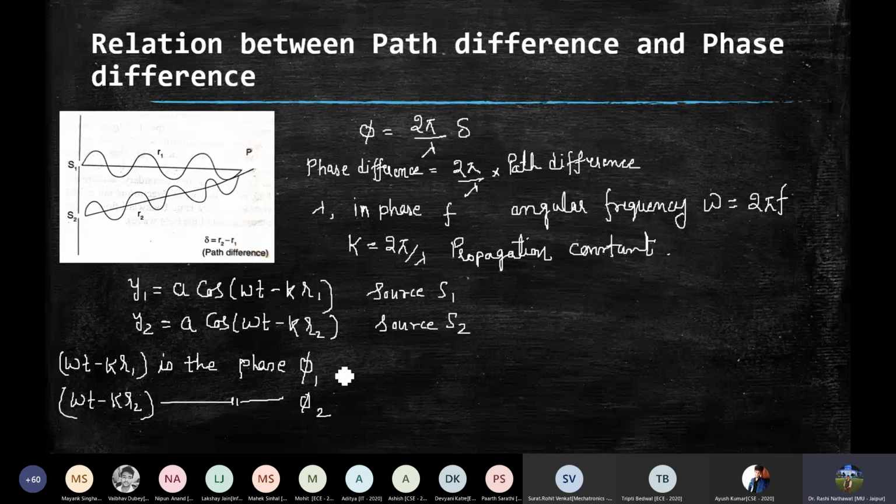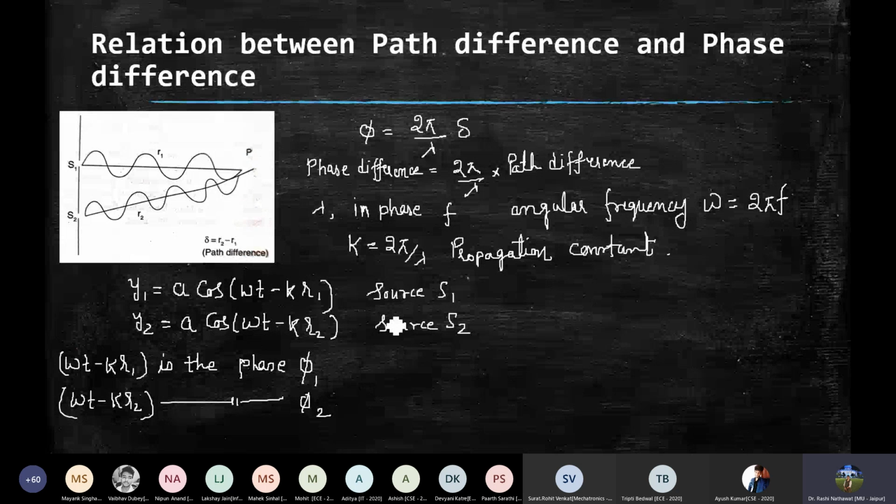Therefore, if I want to calculate the phase difference, phi 1 is the phase of wave 1 and phi 2 is the phase of wave 2. So to calculate the phase difference, I simply do phi 1 minus phi 2.